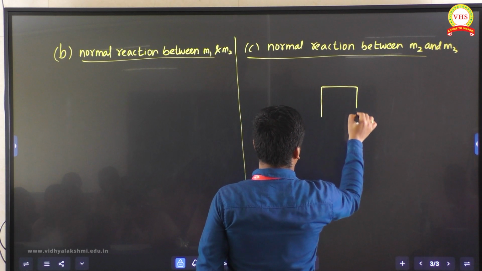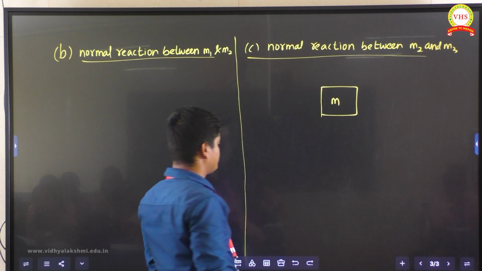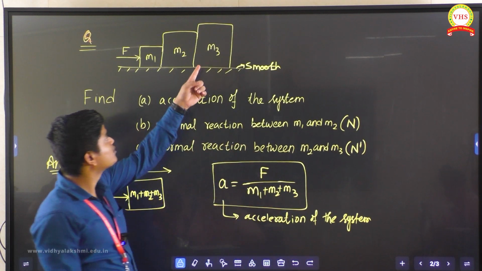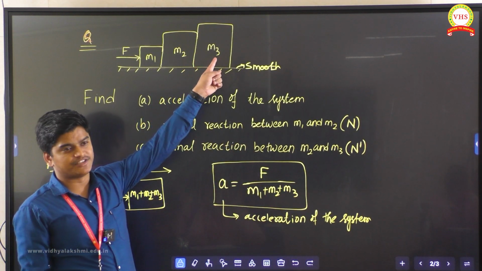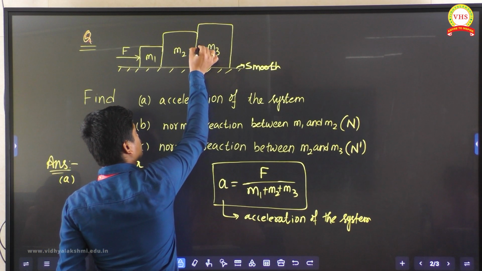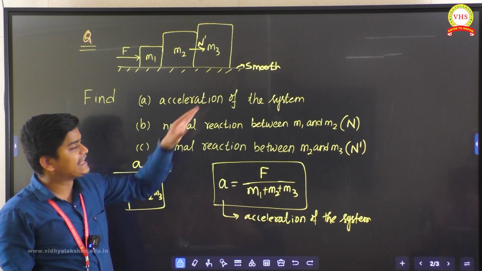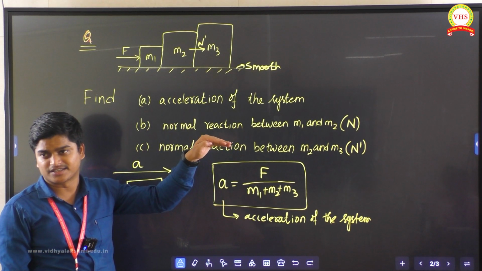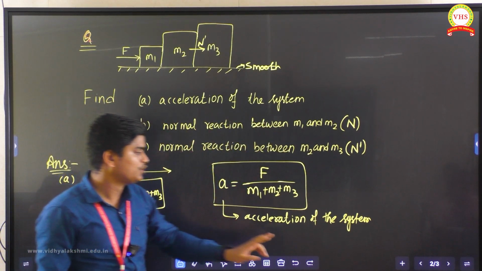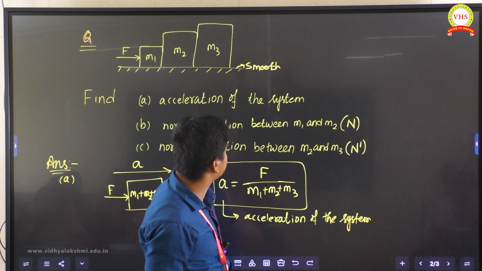All of you listen here. This is your m3 object. On this m3 object, here m2 is giving one force. Which force is that? N prime force. Due to m2, this m3 is getting one force. That is normal reaction, N prime. In which direction? Towards right.